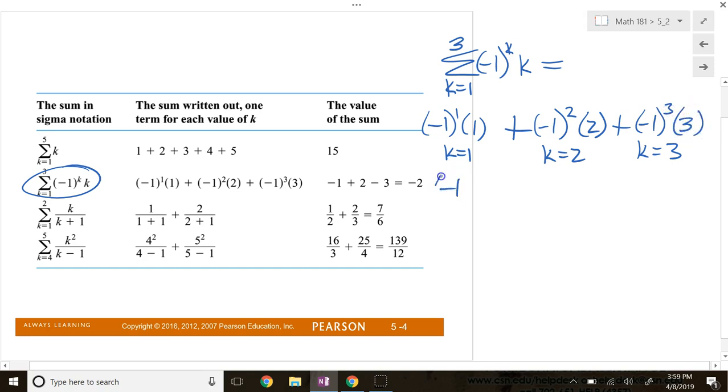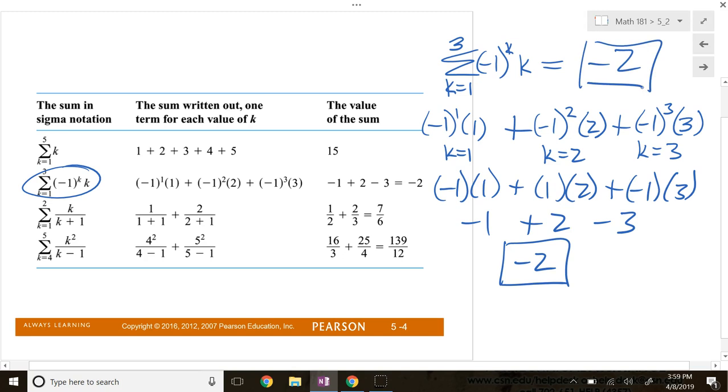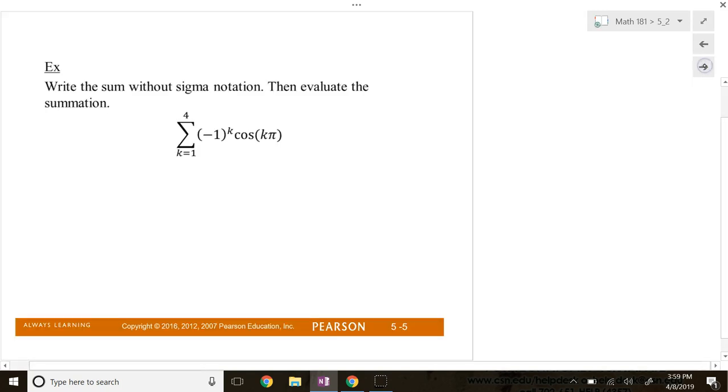Well, negative 1 to the 1 is negative 1, times 1, plus negative 1 squared is 1, times 2. Negative 1 to the third is negative 1, times 3. Anyways, this ends up being negative 2. So the answer to this is negative 2. That's how you work that. You just start with your lower sum. In this case, you'd start with k being 4, and you only go up to k being 5 for that one. There's a solution there.